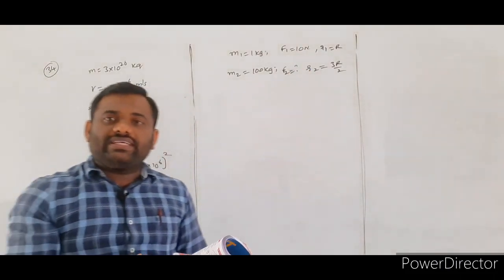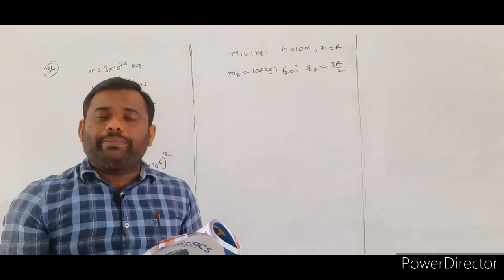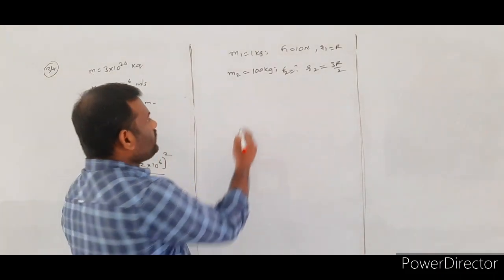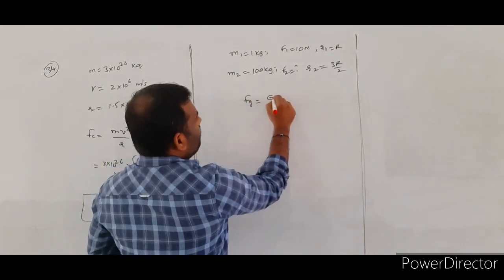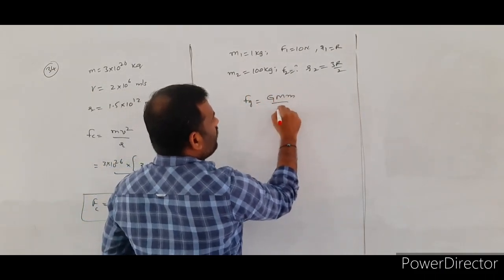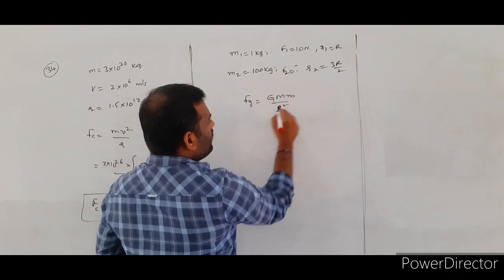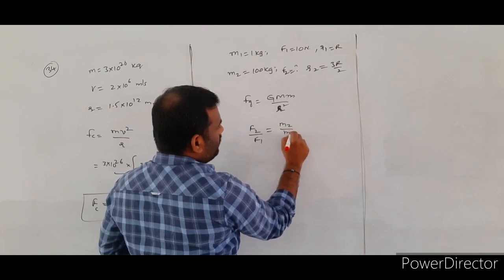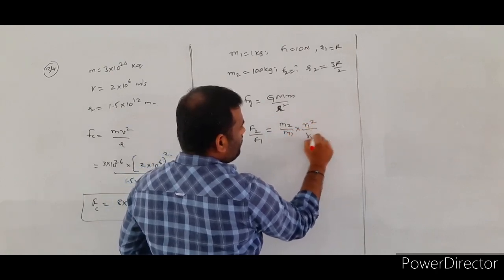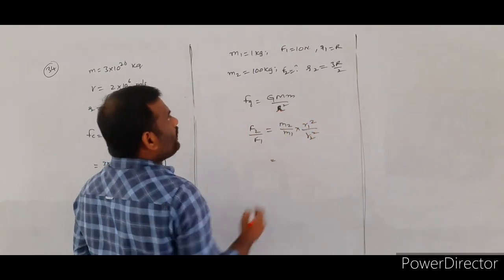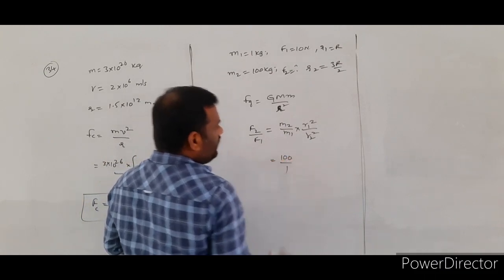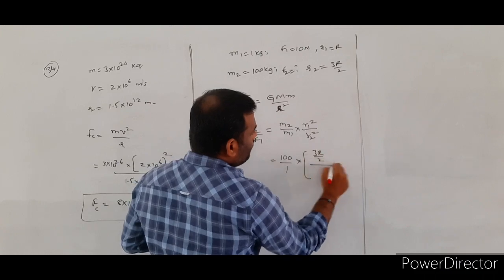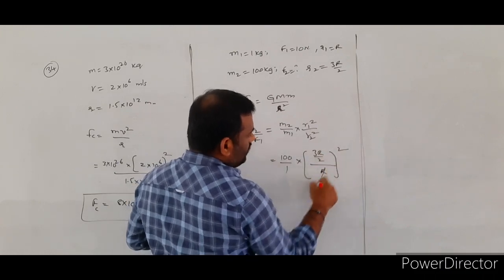So here F is directly proportional to what? M by r square. According to the gravitational force of attraction, F is equal to G m1 m2 by r square. So F2 by F1 is equal to m2 by m1 into r1 square by r2 square. What is the m2 value? M2 value will be 100, m1 is equal to 1, and r2 value is equal to 3r by 2, r1 is equal to r, whole square.